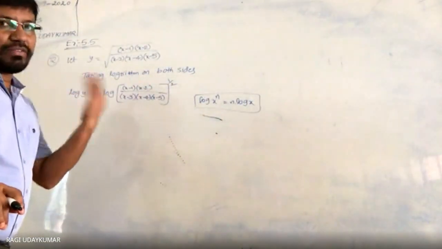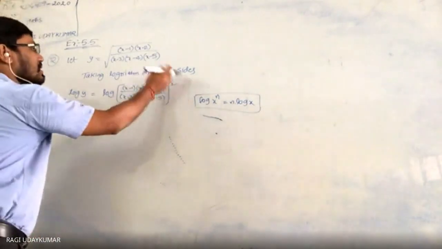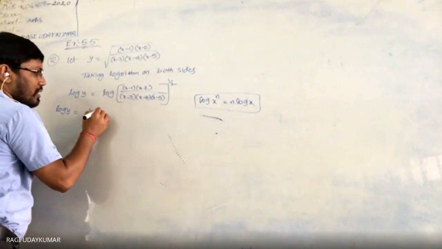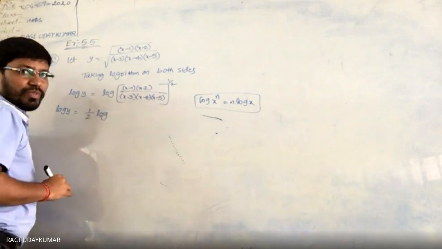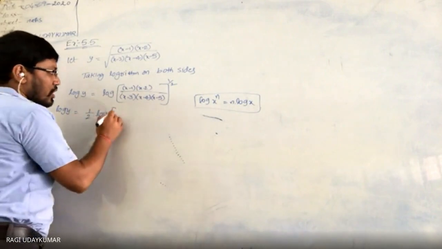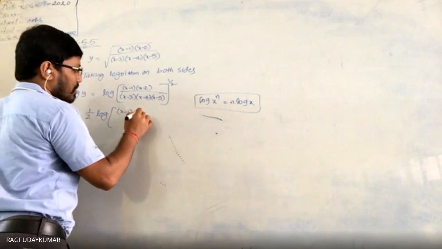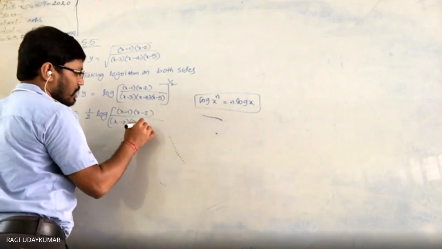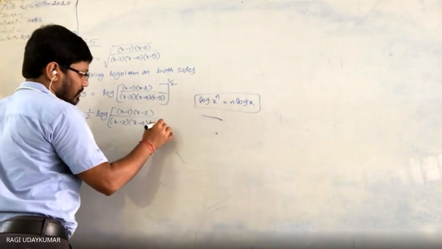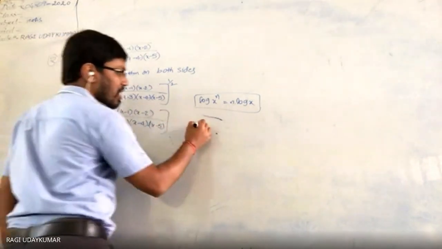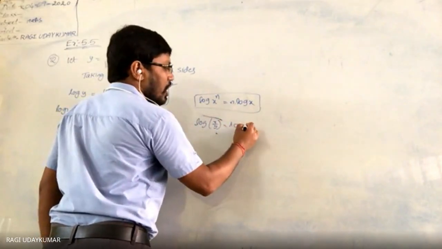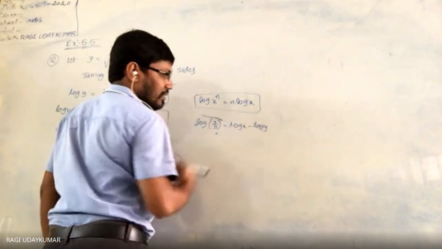Logarithm of x to the power of n. So that means this will cut here. So log y is equal to 1 by 2 of logarithm of, so three properties here, x minus 1 into x minus 2 by x minus 3 into x minus 4 into x minus 5. Now this one is in the form of log x by y. So log x by y is equal to log x minus log y.